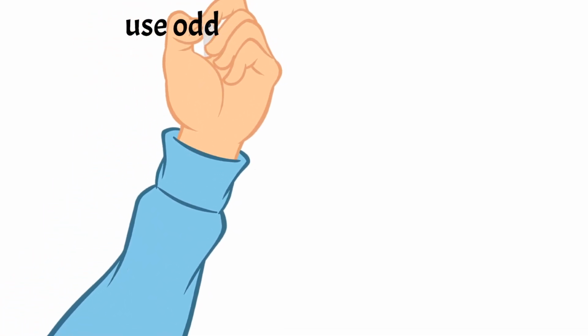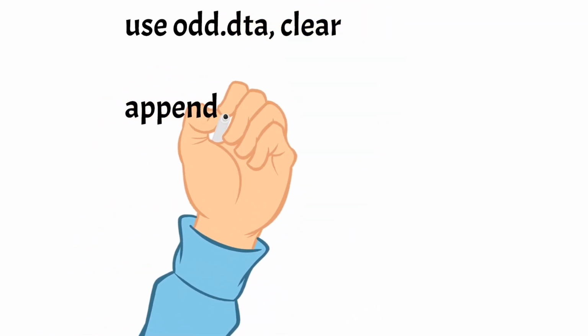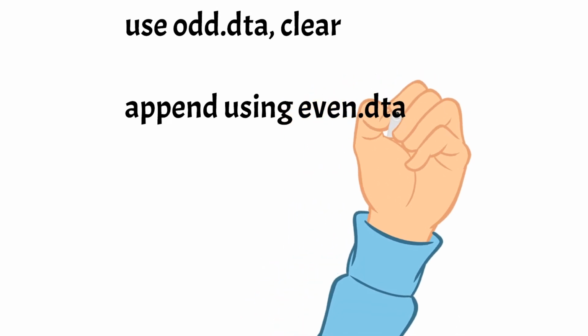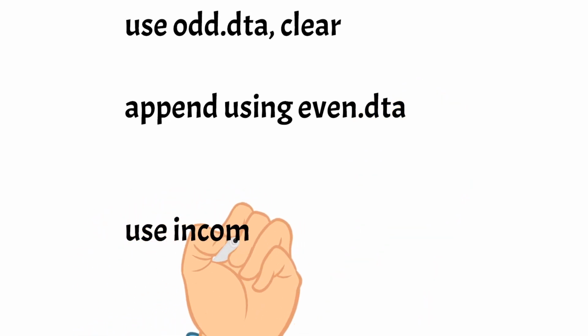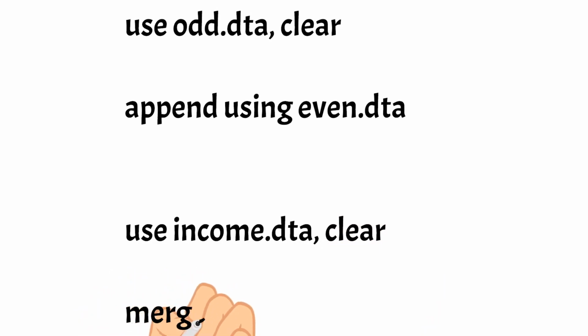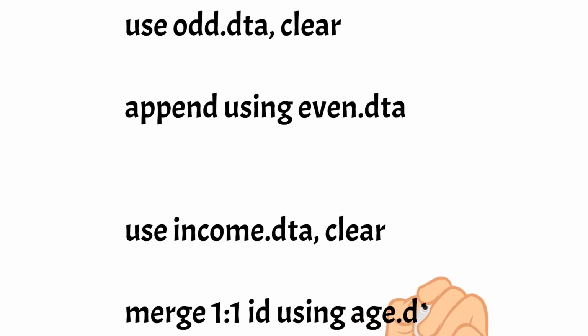Today, we have learned two types of dataset combinations. One is to use the append command that adds observations to the existing variables. The two datasets contain the same variables. Another is to use the merge command that adds variables to the master dataset. A merge key variable must be available in both the master and the using datasets.